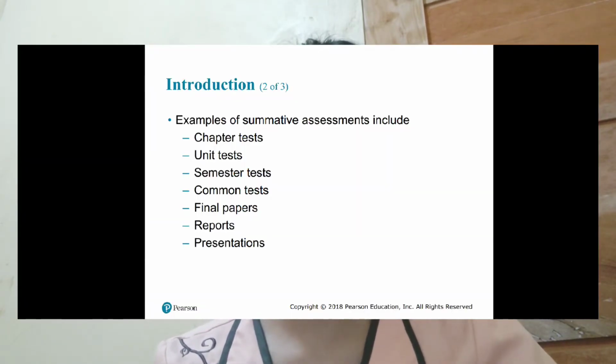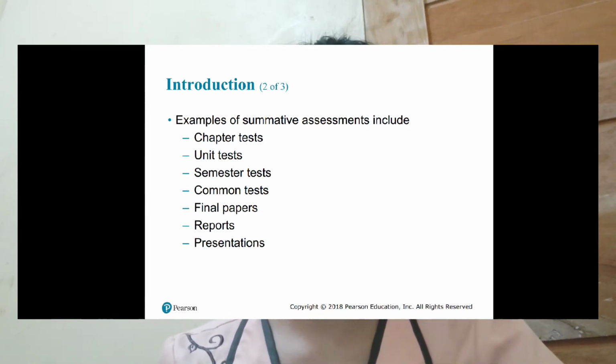So there are examples of summative assessments. It includes chapter tests. Chapter tests provide an assessment tool for educators to measure chapter concept mastery and allow students to review the chapter materials prior to an in-class chapter test developed by the educator. The test can be found at the end of every chapter in the textbooks.